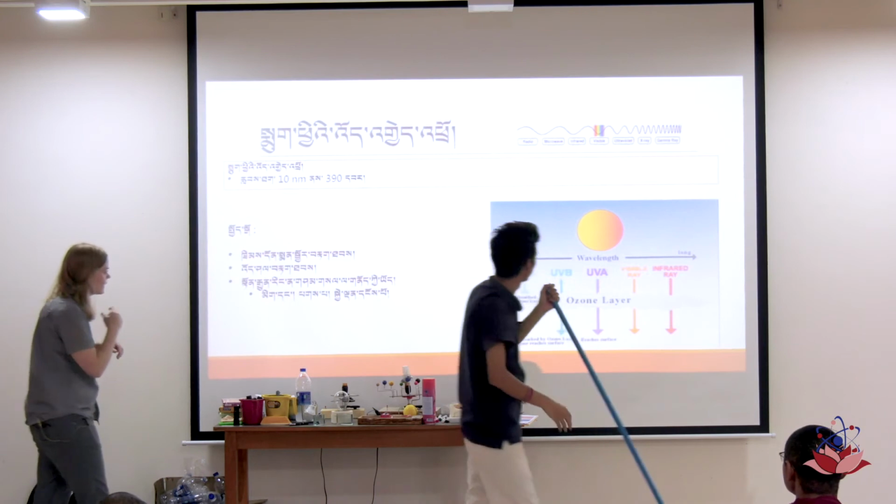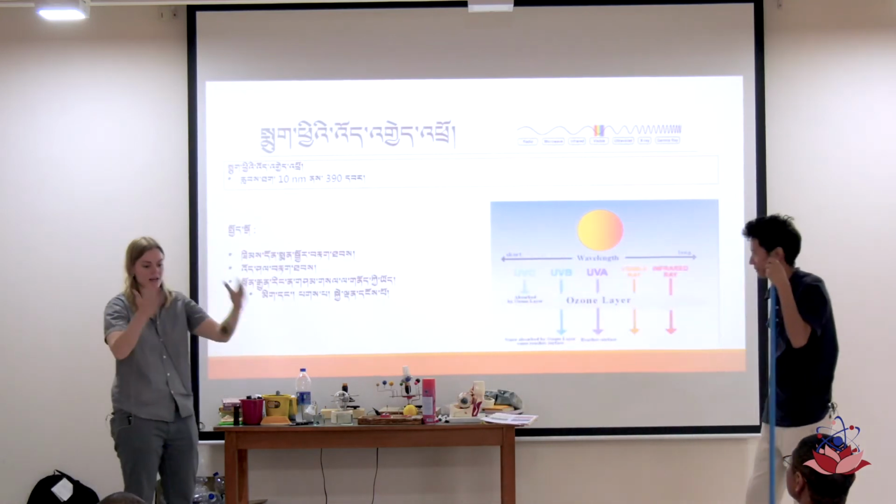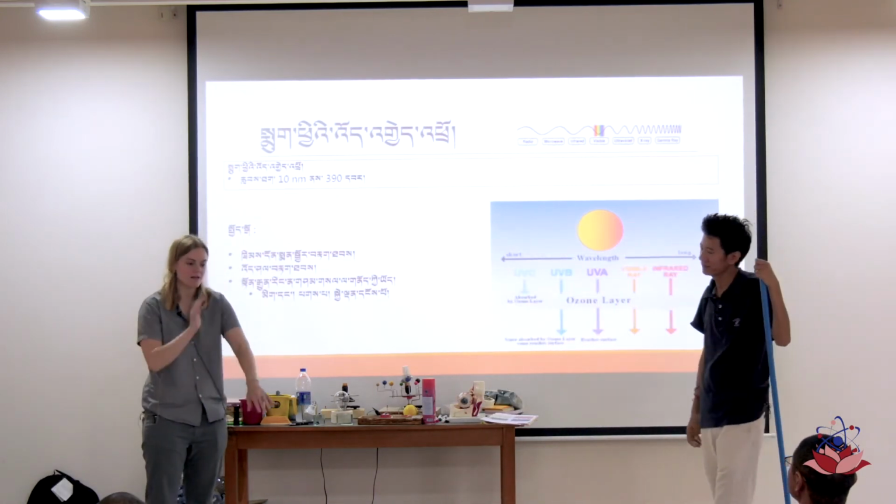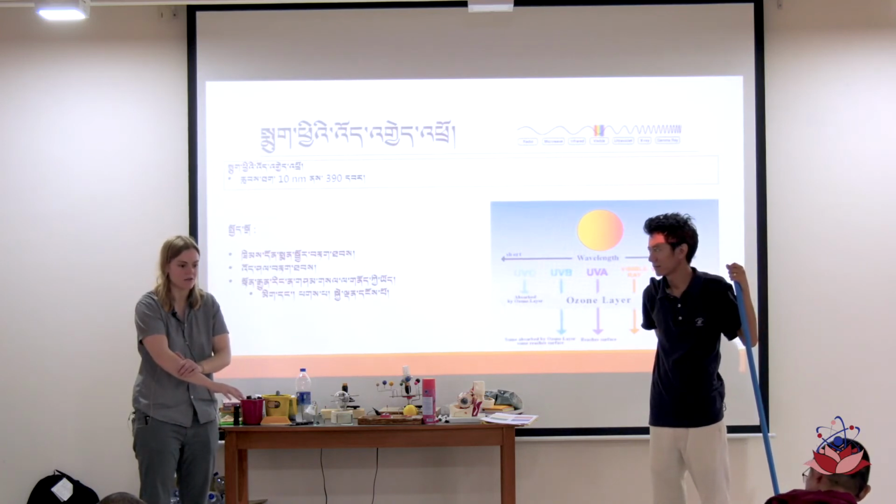Ultraviolet light also is the damaging radiation that comes from the sun. That gives us sunburns, skin cancer, and that sort of thing.